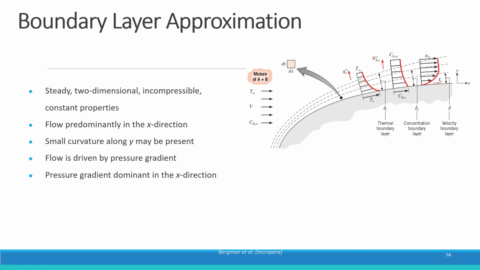So now there are certain boundary layer approximations that we need to keep in mind while we derive these equations related to the convection over any surface. So we consider this steady state two-dimensional incompressible liquid having constant properties, and the flow is predominantly in the x direction. Then small curvature can be present in y. The flow is driven by pressure gradient, and the pressure gradient is dominant in the x direction.